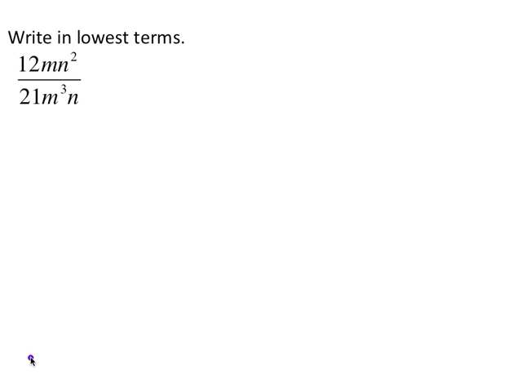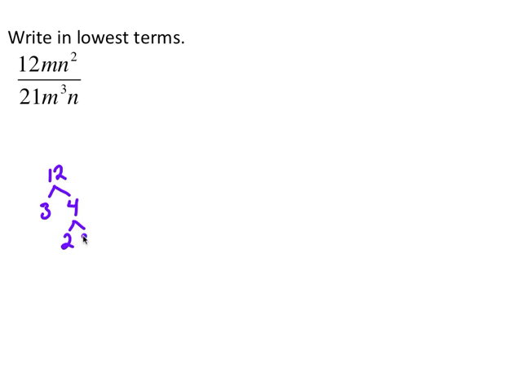When you're trying to write fractions in lowest terms that have variables, I always recommend that you write them out using the factored form, prime factors in other words. So we'll do that. We'll start with our numbers. On top we have 12. That's 3 times 4. 3 is prime, but 4 is not.